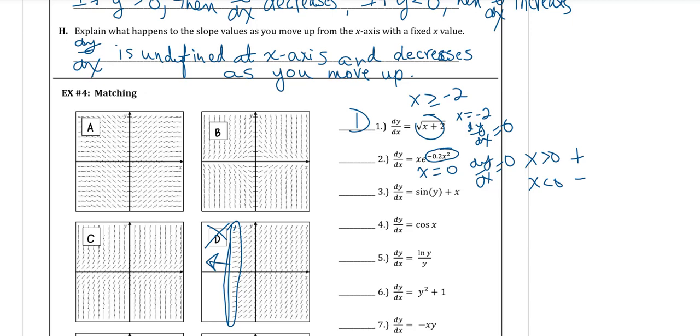So what I see is that if you look at letter A, all of the lines for negative x's here have negative slope lines, and all of the positive x's have positive slope lines. And you'll notice as you move up and down the coordinate plane, those lines are parallel, and on top of that, they are flat at x equals 0, which is the y-axis. So number 2 is A.